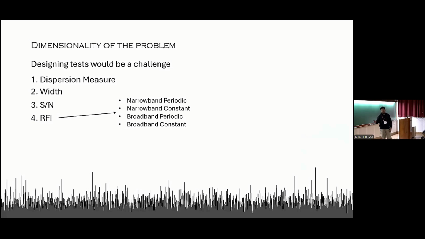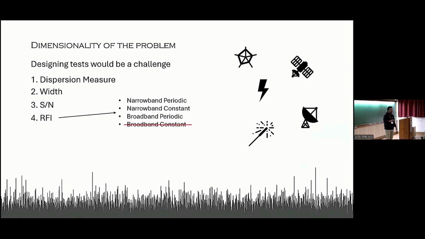We can break down RFI as periodic narrowband or narrowband constant RFI, and we have periodic broadband and periodic constant, this is broadband constant. We don't consider broadband constant as a different entity right now, because we try to encapsulate all the characteristics of a constant broadband RFI as short periodic RFIs as well, because that's how our algorithm works.